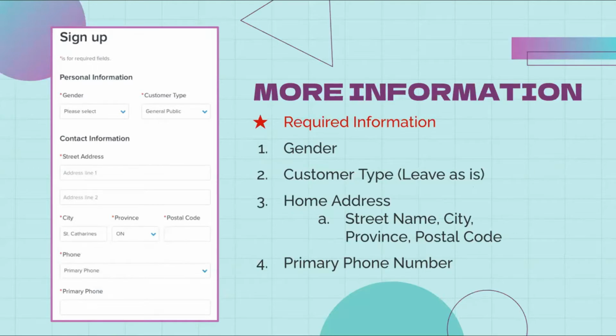You're going to include your gender, customer type. The default is general public, so it's best to leave it as is. It doesn't really matter too much. Home address, which includes your street name, city, province, and postal code, and your primary phone number.